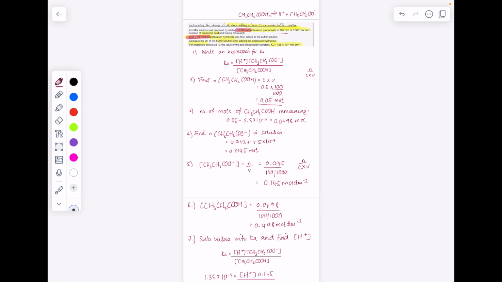So wow, that was certainly a very complicated question. So what were we doing? We were finding the change in pH when we add a base to an acidic buffer solution. So our first step was to write the expression for Ka. We then calculated the number of moles present in solution of the propanoic acid by doing concentration times volume. So we used these two numbers here to find that we started with 0.05 moles of acid.